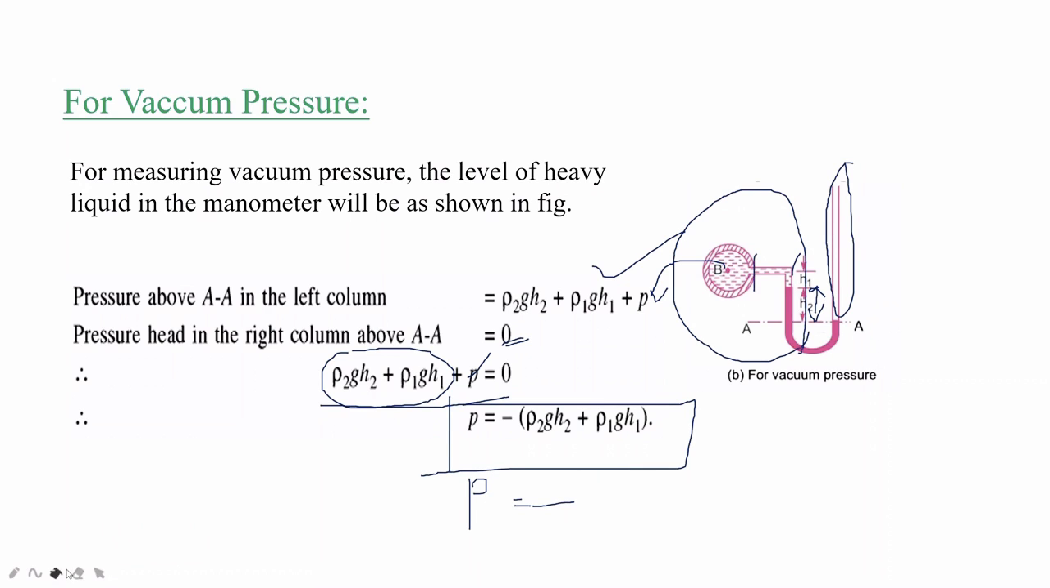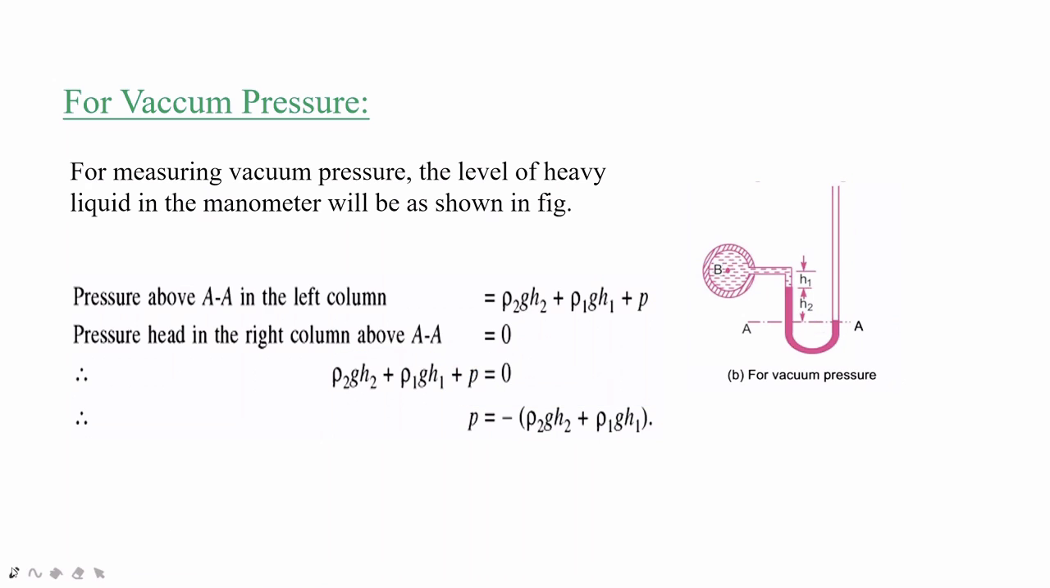So remember this, note it down: for the situation of vacuum pressure, P is equal to minus, open the bracket, rho 2 g h2 plus rho 1 g h1. So remember this. For vacuum pressure they will do this. In the initial days you will get to remember, and after practice you can assume that.